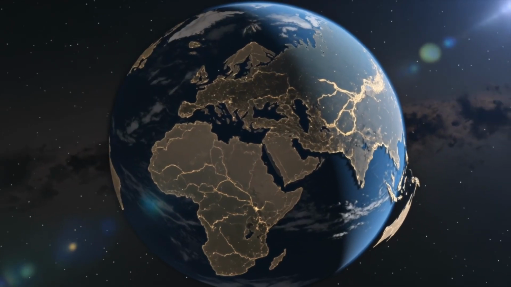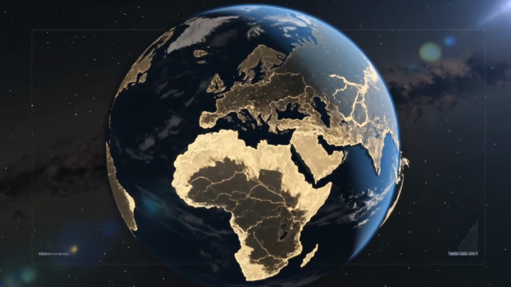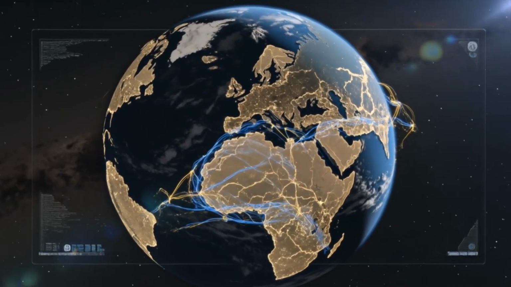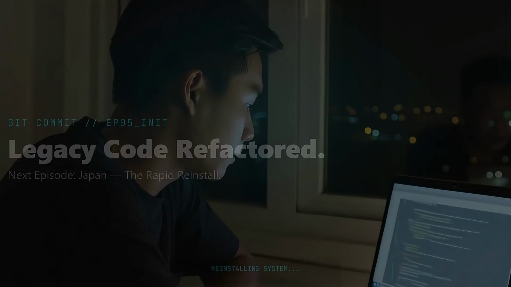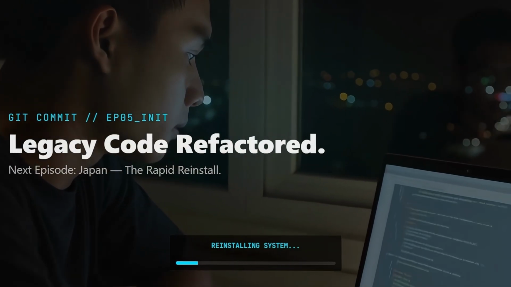But Rome wasn't a total failure. Its functions, law, language, roads, were so good they were never fully deprecated. They were just ported to new languages.